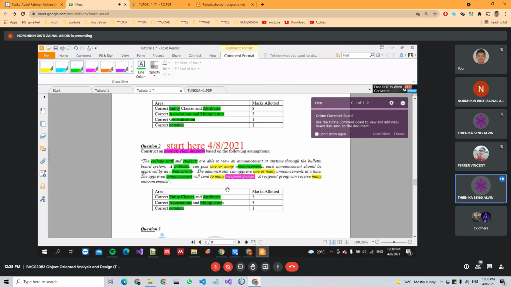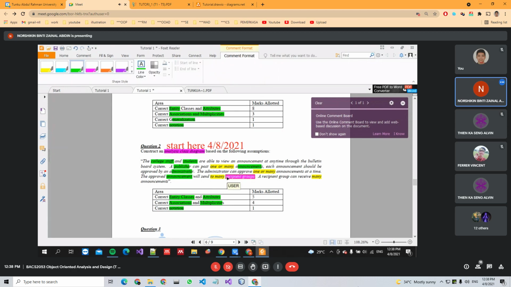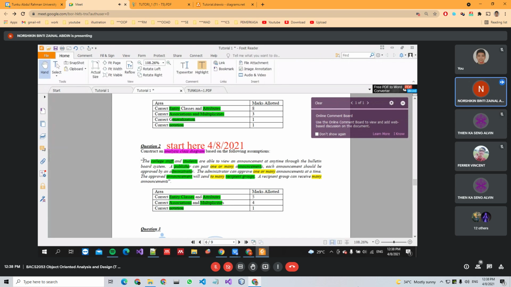Because the announcement will be sent to the recipient group, and the staff and student are able to view the announcement. Announcement should be approved first. So the approved announcement will be sent to many recipient groups. So you link from this line of statement to this line of statement. Can, but I advise you, if I connect the logic of what you're trying to say, you link this line with this line, right? Yes, recipient group, because they view the announcement.